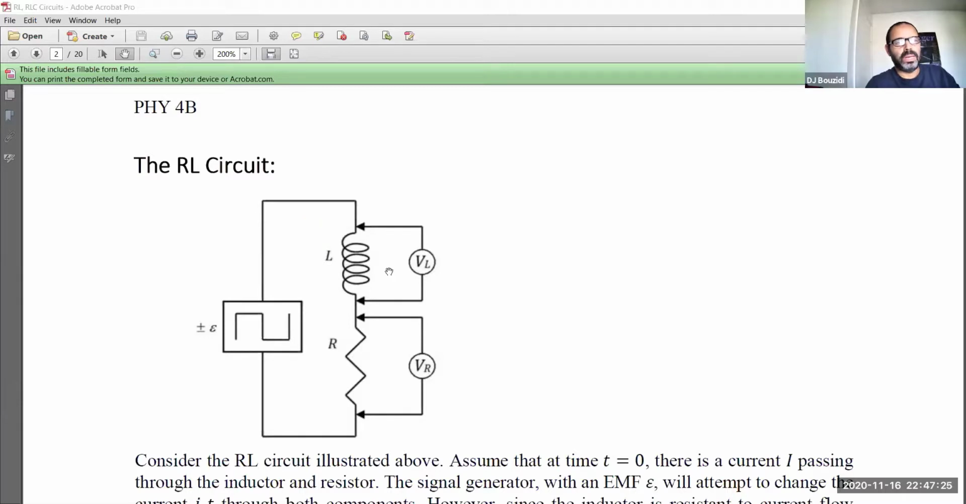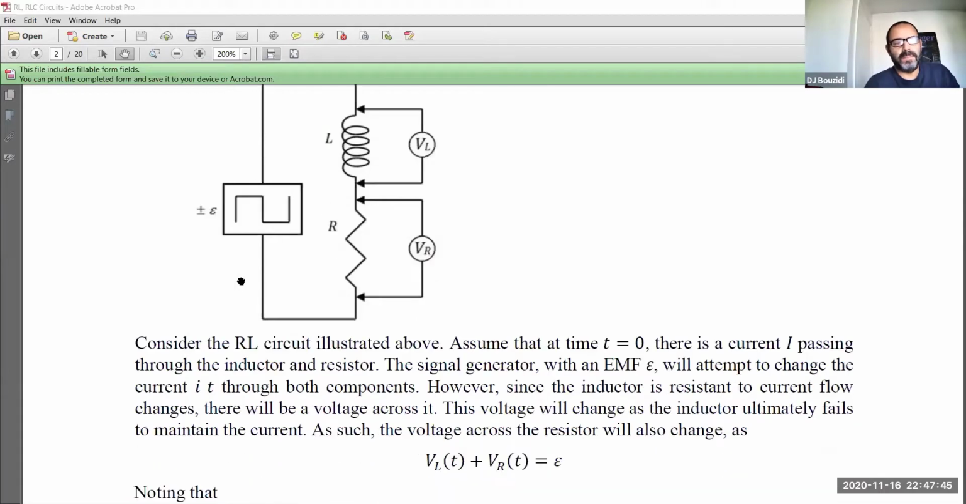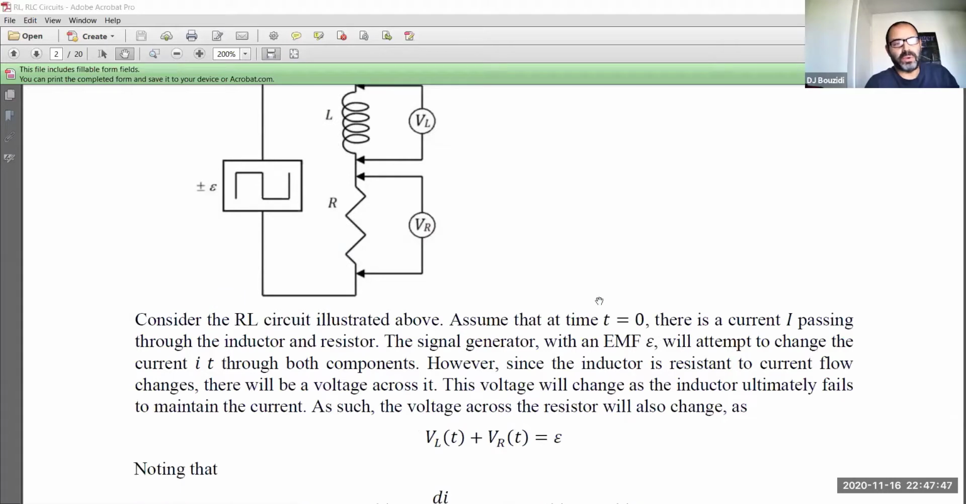And I have VR, the voltage across the resistor, and the voltage across the inductor. I have an EMF battery, epsilon, so it's a fixed voltage. 12 volts if you like, or 15 volts.